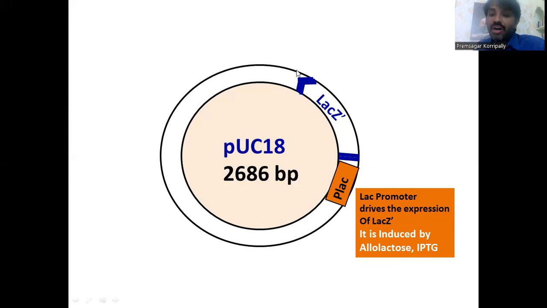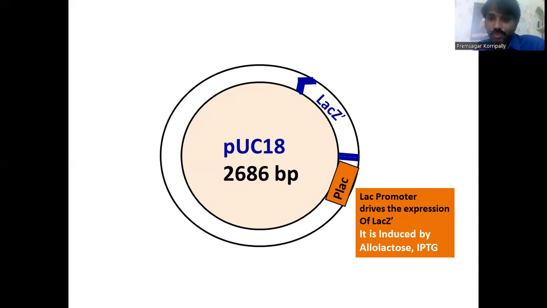And when you transform into the host, E. coli has the omega fragment from the host and the alpha fragment from the vector, and they associate and form a functional beta galactosidase, right? And gives the blue color colonies in the presence of X-gal. I'll come to that in the next one.